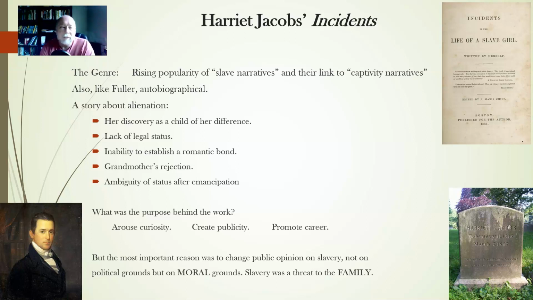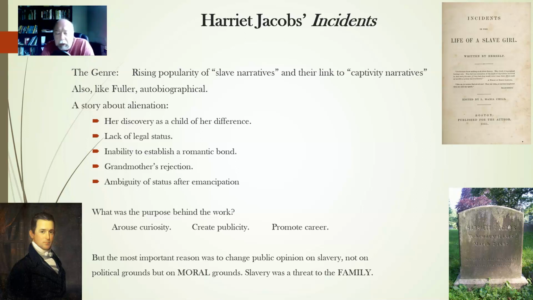So there was a clear, unabashed opportunity here to spark curiosity, create a little publicity. Why? Partly to promote her career, sure. She has to make a living. What are you going to do? She didn't have a way of making a living. She had to go do something. So she wrote, she gave lectures. She fought for the cause of abolition, sure, but she had to make a living, at least at first. She had children that she had to take care of and all of those kinds of things. But the most important reason really was to change public opinion on the issue of slavery, obviously.